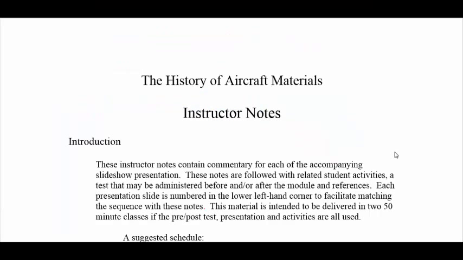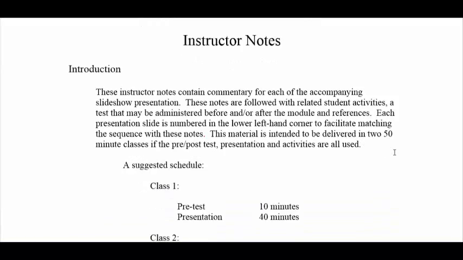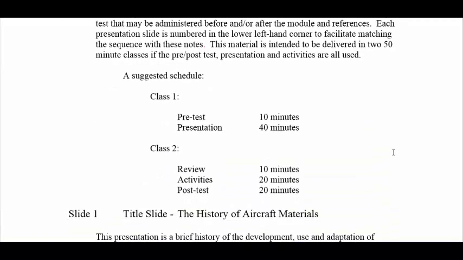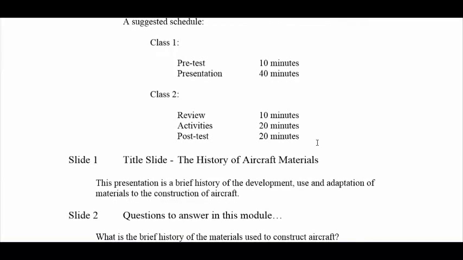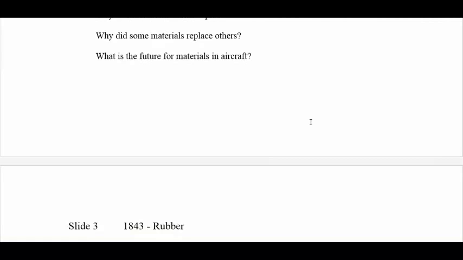So let's take a look at the instructor notes real quickly for the history of aircraft materials. This is a suggested schedule. If you're going to do this as one class, you could do just the presentation and the pretest in 50 minutes. I think the presentation could be expanded to fill 50 minutes easily. Class 2, you could also do a review, student activities, and a post-test. So let's take a look at those materials.